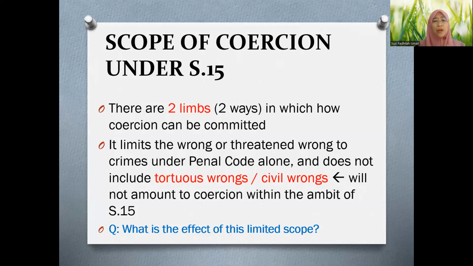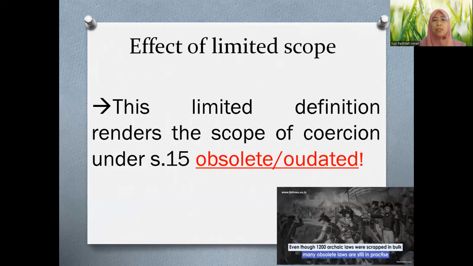So now what's the effect of this limited scope? What's the further effect here? Further legal consequence. So now it makes the scope of coercion obsolete or outdated. Meaning here, not everything we can prove under section 15. Having said so, that's why we don't have many cases which were brought under section 15. Most of the time, parties prefer to file the case under section 16. 16 we are going to discuss as our second topic later. But again, 16 has its own elements. 15 is a different way of proving.